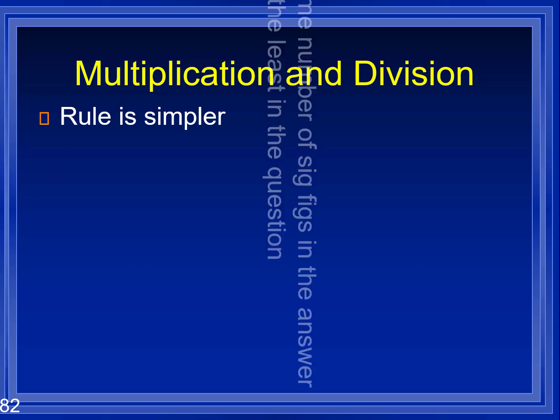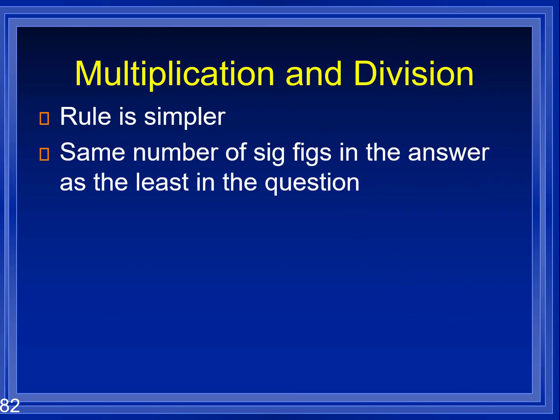And here's the rule. The same number of sig figs in the answer as the least in the question. So if you had three numbers that you multiplied, and one had 2 sig figs, one had 4 sig figs, and the third one had 5 sig figs, 2, 4, and 5, 2 is the smallest, you round it off to 2. This is why I had you count the number of sig figs last night. Because you have to do it a lot. It's got to be something that you can do pretty fast.